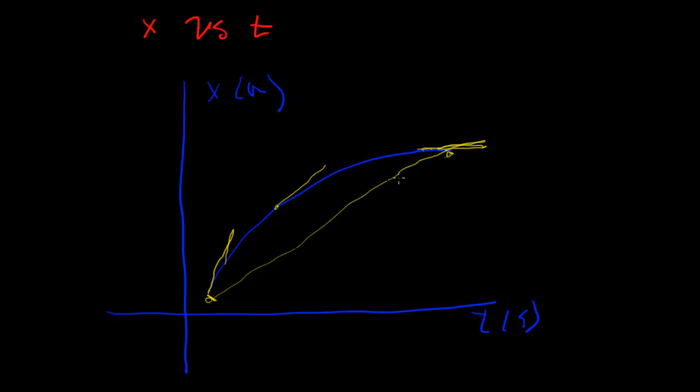What does it mean to have a flat slope? If the slope is horizontal this way, that means there's no rise over the run, and so delta x over delta t is 0 at this point.